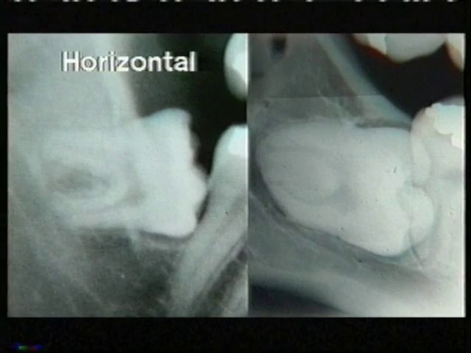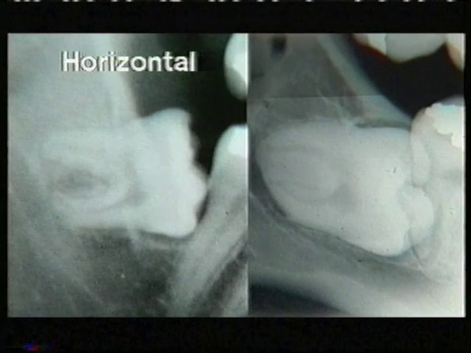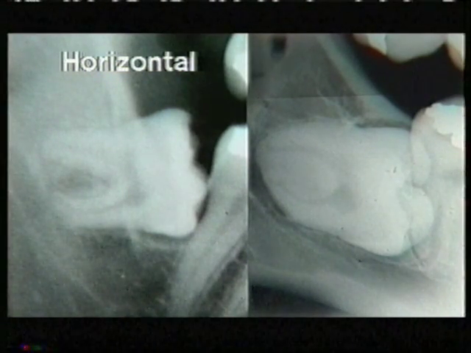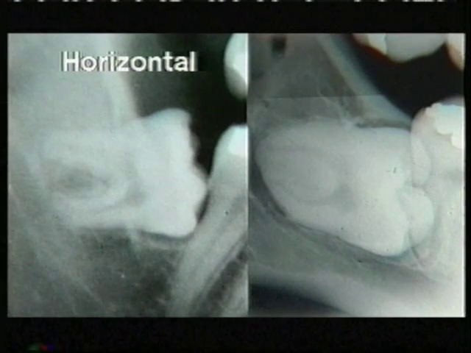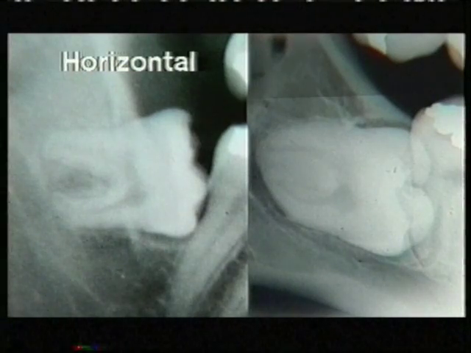Now, take a look at another pair of radiographs. These are two horizontally impacted third molars. The difference is again one of depth, with the one on the right being very much deeper. If you have limited experience of third molar surgery, then the one on the right is too deep for you.